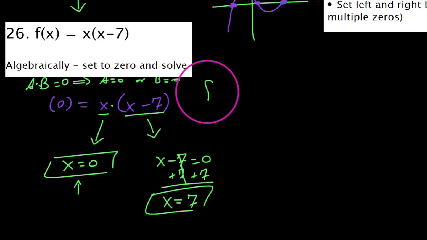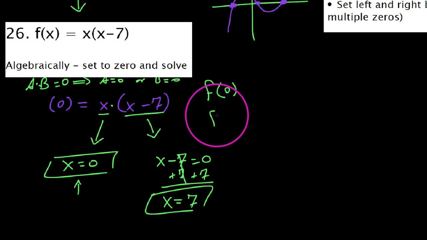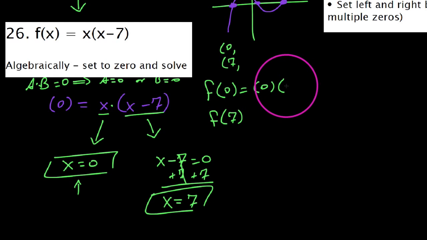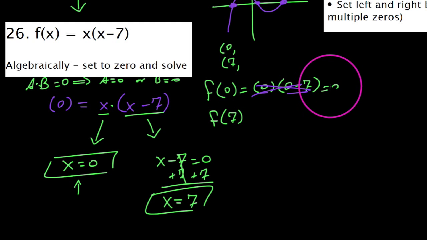Really quickly, I'd like to show everybody that if we were to insert both of these values into the function, that is, plug in 0 or plug in 7, then for 0 we get 0 times (0 minus 7). We plug in zeros for x's, and it doesn't matter that this gives us a negative 7. All that matters is that we had a 0 in this product, and it wipes the whole thing out, and we get an output of 0. So 0 is a zero.